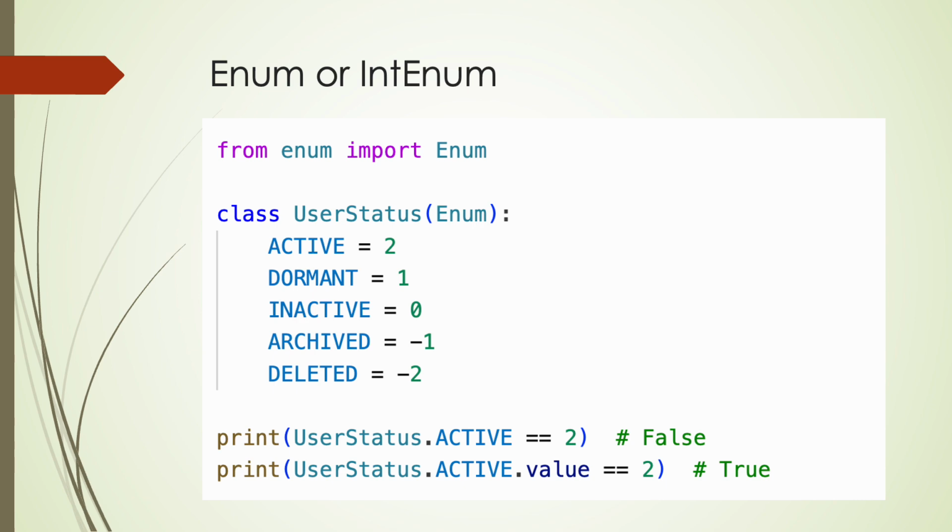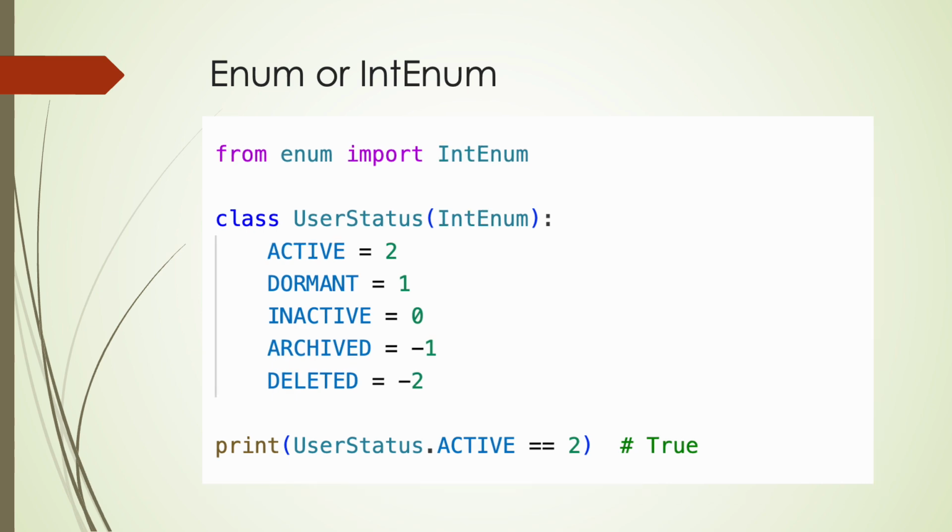To compare an enum member with an integer properly, we would have to use the .value property of the enum member. This issue can be solved by using IntEnum instead, which makes it possible to compare enum members to integers directly without using the .value property. Using IntEnum can make our code more concise when the members are integers.